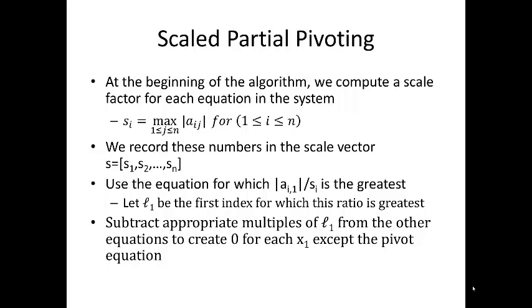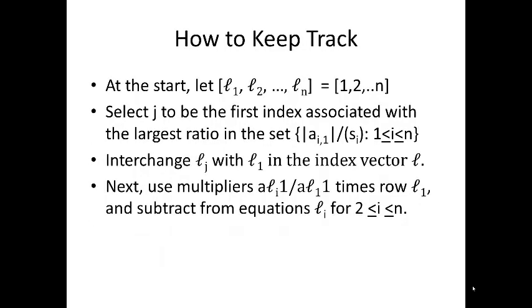So how do we keep track? Well, at the start we'll let L1, L2 to Ln be 1, 2, all the way out to n, so it's a natural order. We then select j to be the first index associated with the largest ratio in the set, the absolute value of a sub i1 divided by s sub i for i from 1 to n, and then we interchange the first occurrence of that, Lj, with L1 in the index vector. Next we use multiples a sub L sub i1 over a sub L1 1 times the row L1 and subtract from equations L sub i for 2 through n.